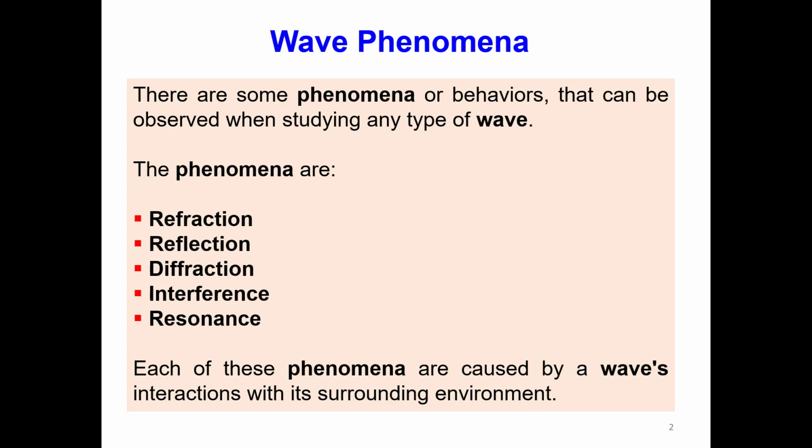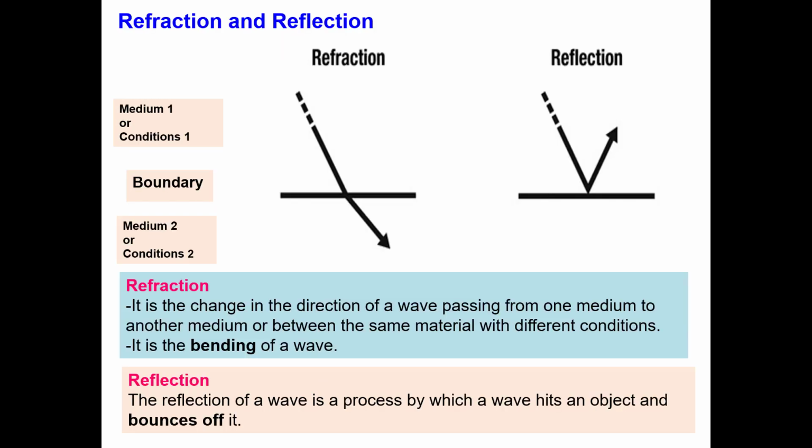These phenomena occur in any type of waves, and the phenomena are refraction, reflection, diffraction, interference, and resonance. And all of these phenomena occur when the wave interacts with the surrounding environment. Let's start with refraction and reflection.